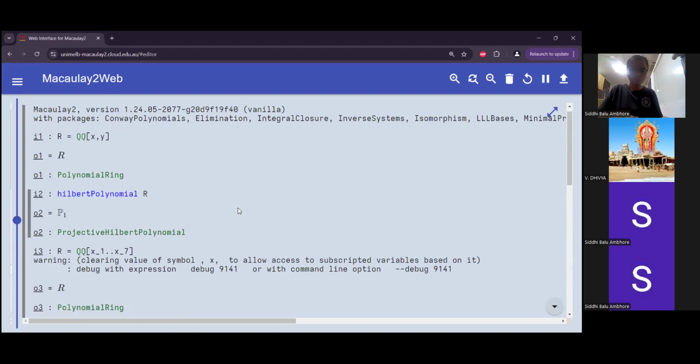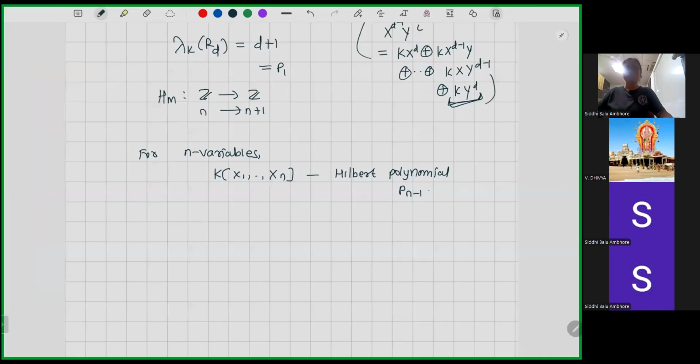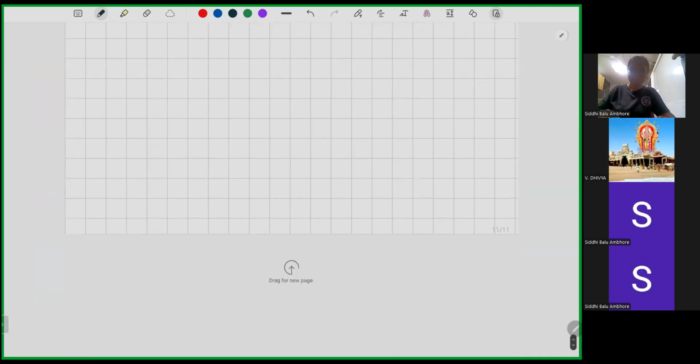Okay, if you are okay, then we'll move back to the previous question which we were working on. Before I stop sharing, please understand that this Hilbert polynomial of QQ[x,y] is this P1 which we had. Is that clear? Okay, so I'm moving to the next question if we have time.